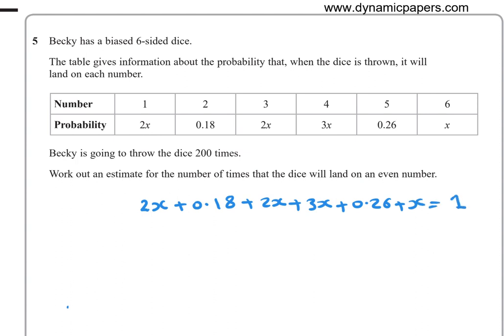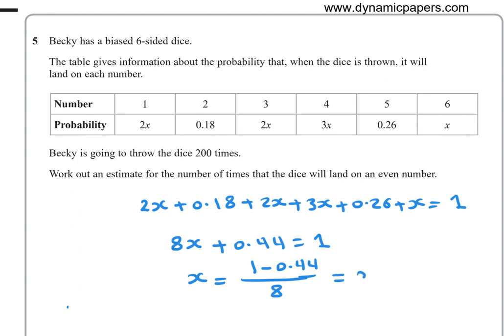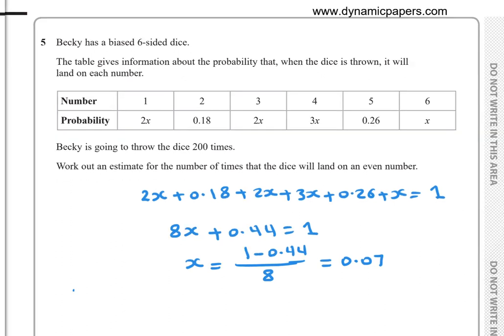Now combine the like terms. So 2x plus 2x plus 3x plus x equals 8x. 0.18 plus 0.26 equals 0.44. So 8x plus 0.44 equals 1. Now to find x, 1 minus 0.44 divided by 8 equals 0.07.